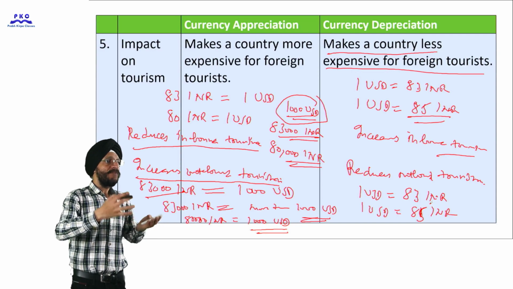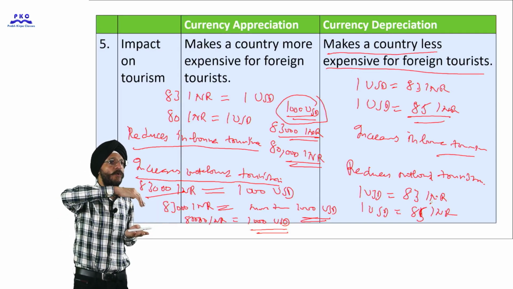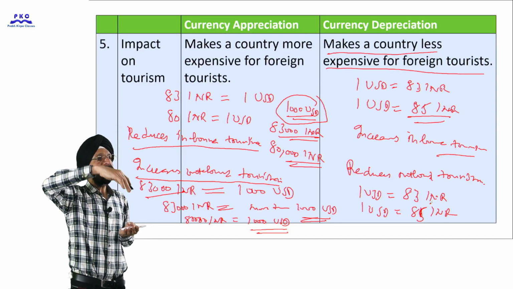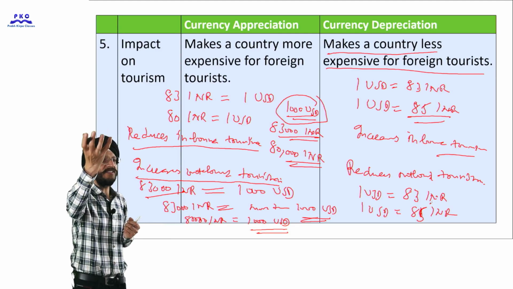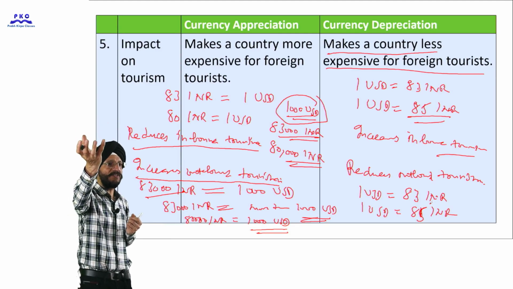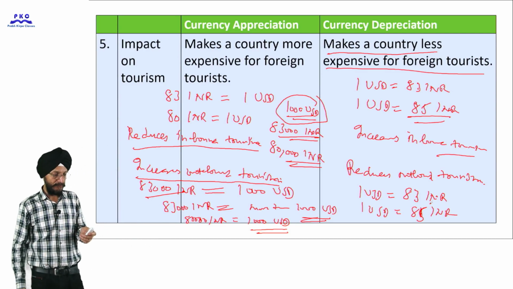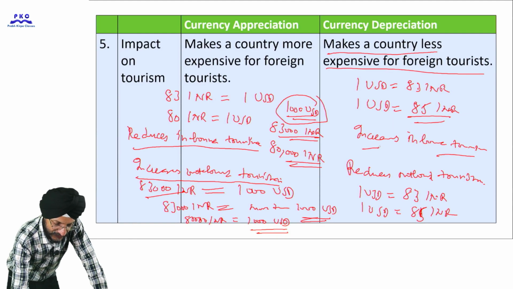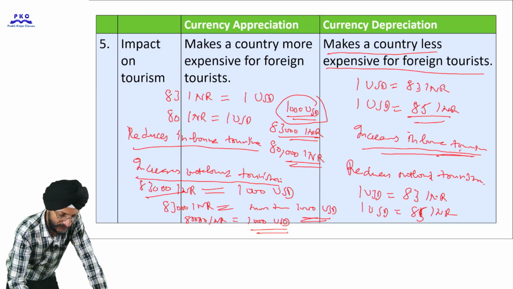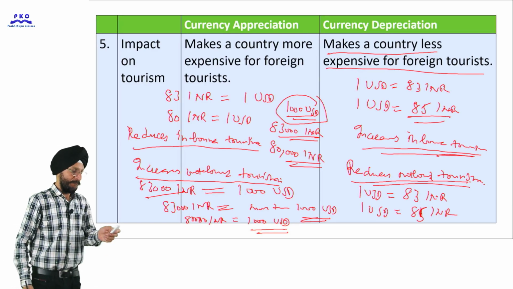So it reduces outbound tourism because people may decide not to go abroad, as they may not have the budget necessary to meet the expenses when their domestic currency has depreciated, because the value of foreign currency has appreciated and the value of domestic currency has depreciated. So currency depreciation increases inbound tourism and reduces outbound tourism.